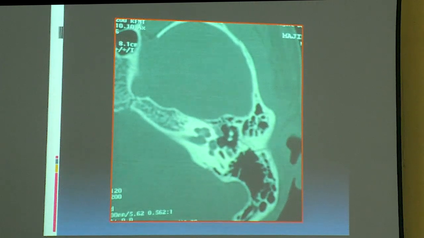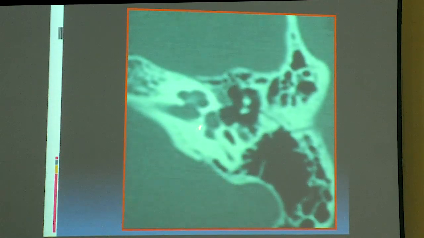So one cut below, we will see this one in greater detail. What can you see? You can see something fuzzy here. This is the cancellous bone, isn't it? Of which part of the modiolus, right? So this is the cancellous bone of the modiolus. You can see the basal turn and the middle turn of the cochlea.